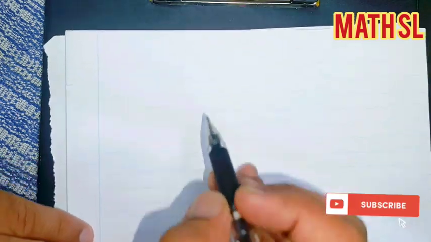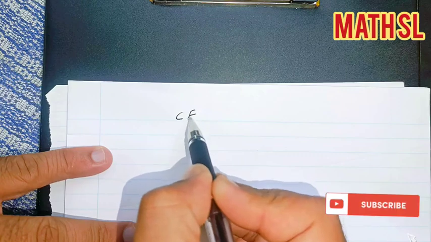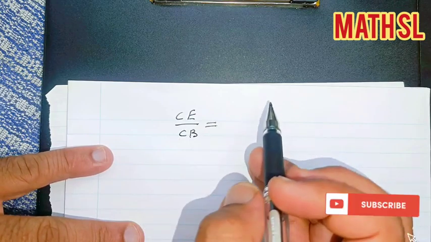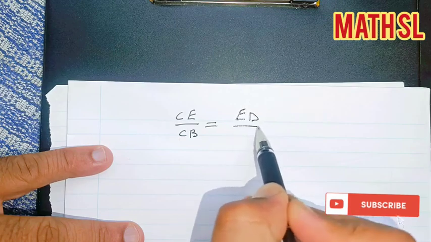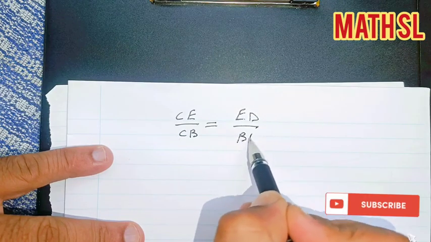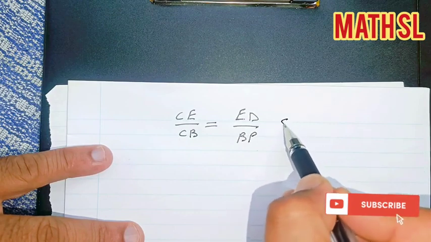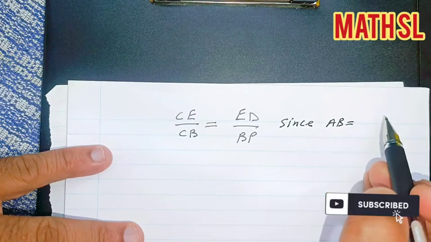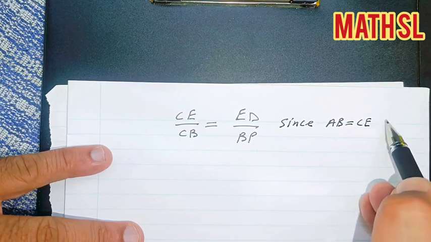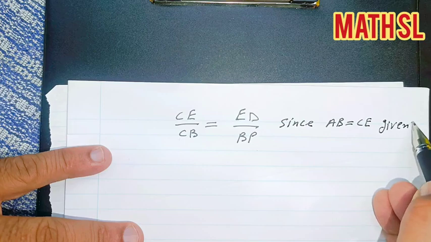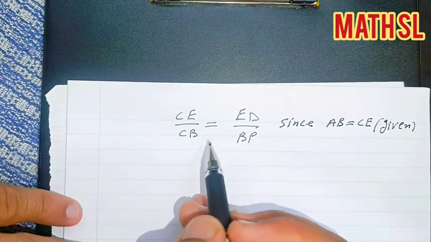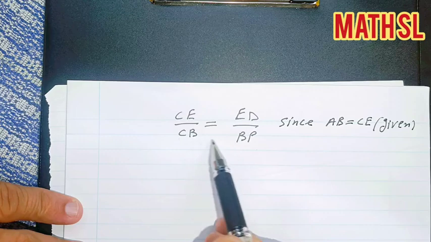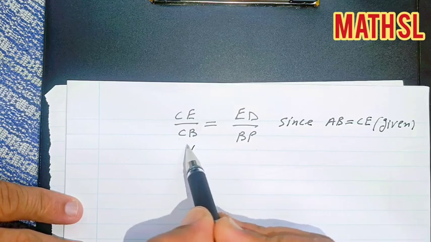So now CE over CB is equal to ED over BP. Remember, since AB is equal to CE is given, now we're going to prove this one. The top triangle CED is going to work, and the bottom triangle BCP is also going to work. So the top and bottom triangles will work.